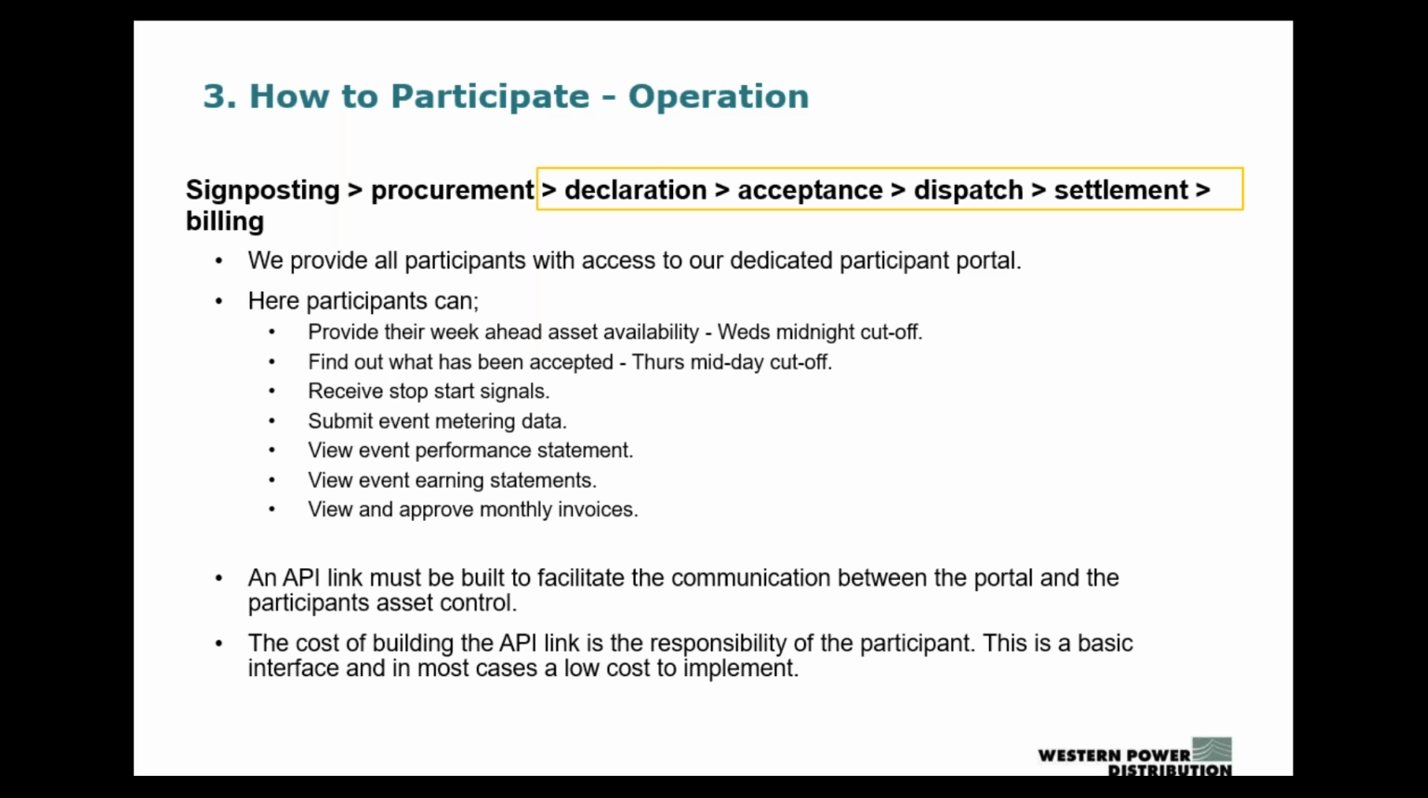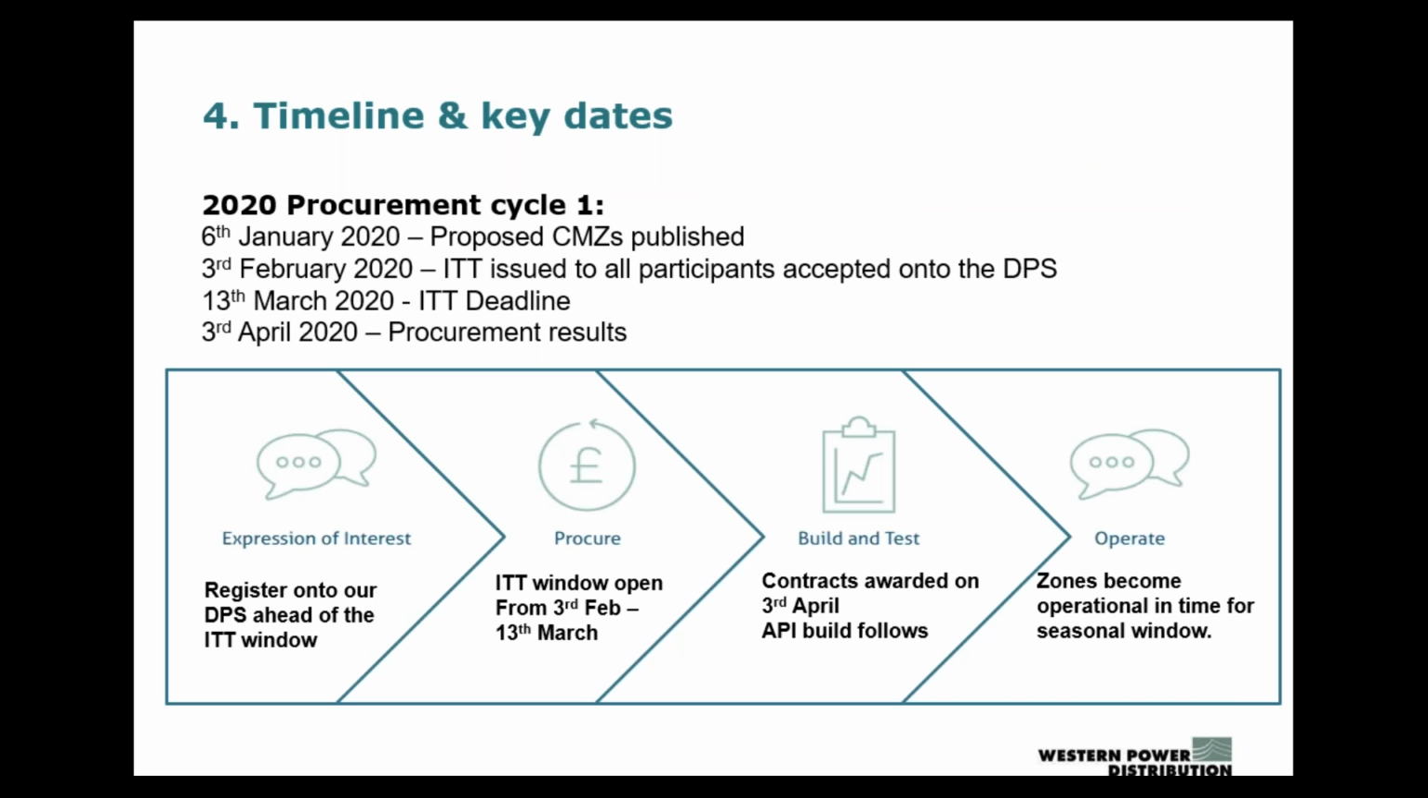And then through this system, we also send the signals of when we want you to start and stop providing service to us. And in return, you send your event metering data to us. The system automatically produces a performance statement and an earnings statement of how you've performed and what revenue is available to you in response to that event, and they all collate into a monthly invoice that the system produces for you at the end of the month.